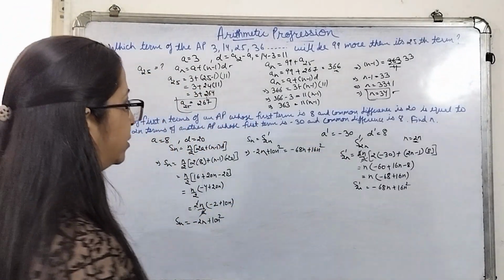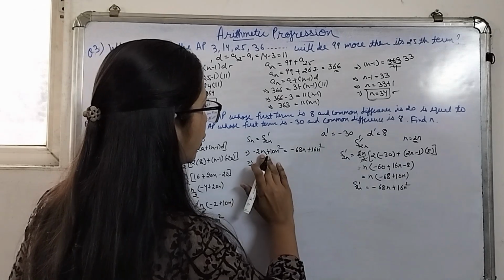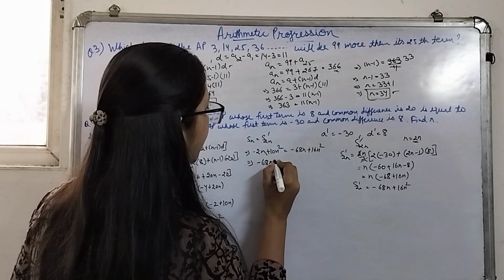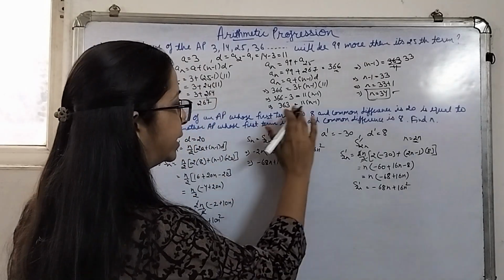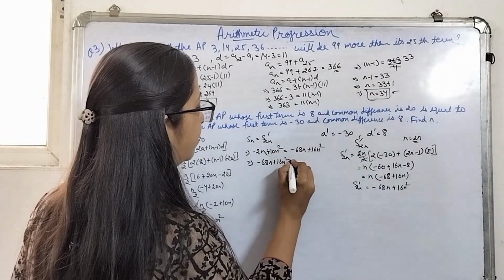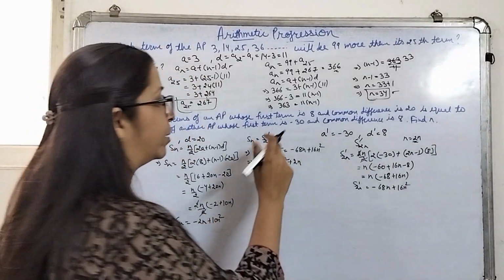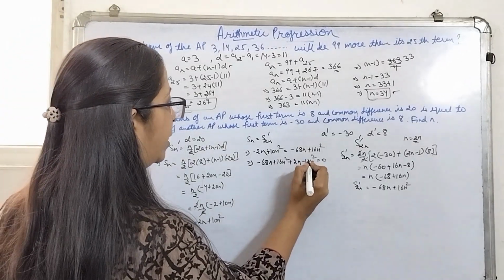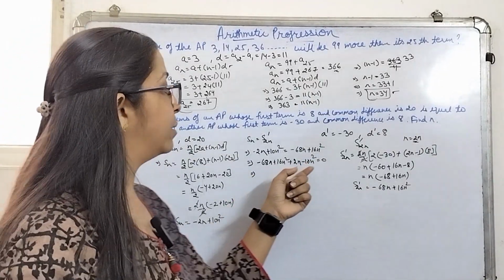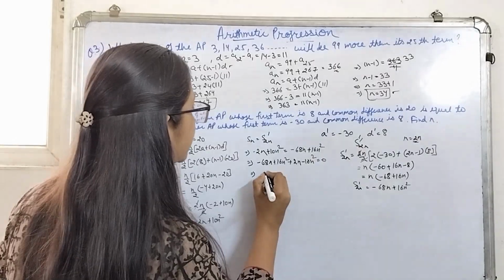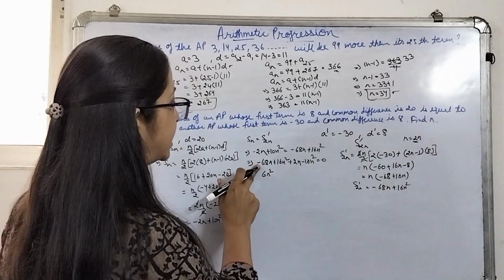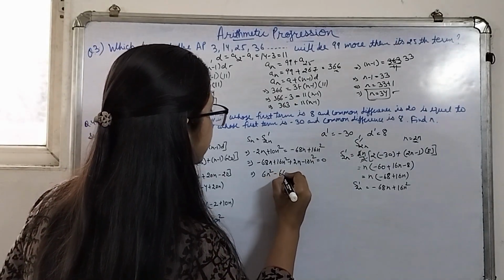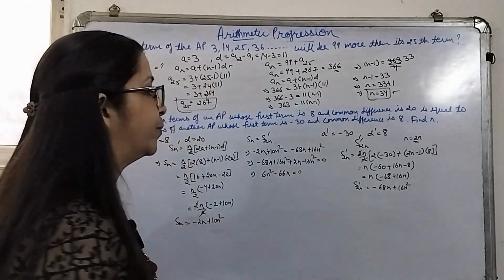Now if we solve it further, I am taking all these terms over here. It will be minus 68n plus 16n square. These two we are taking here, so minus 2n will become plus 2n and plus 10n square will become minus 10n square. It is equivalent to 0. Now 16n square minus 10n square is 6n square, and minus 68n plus 2n is minus 66n. It is equivalent to 0.